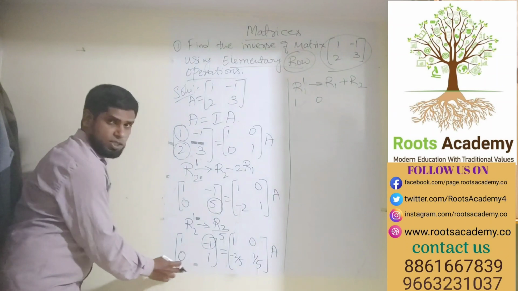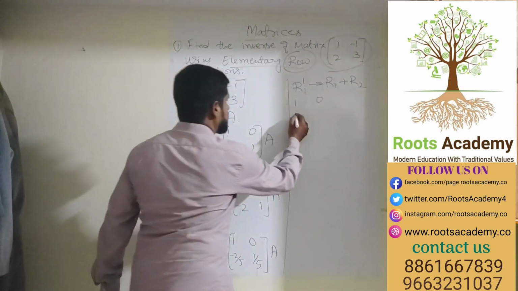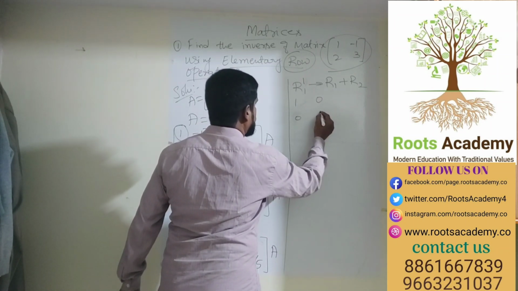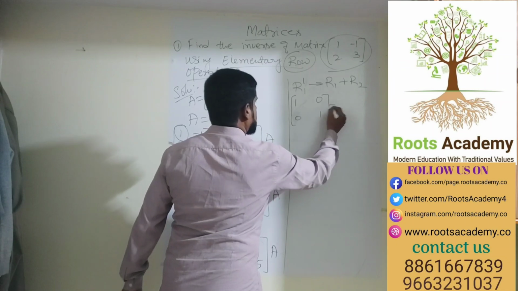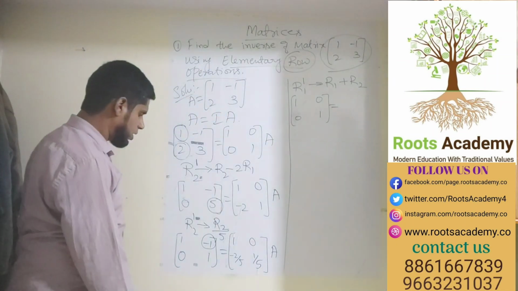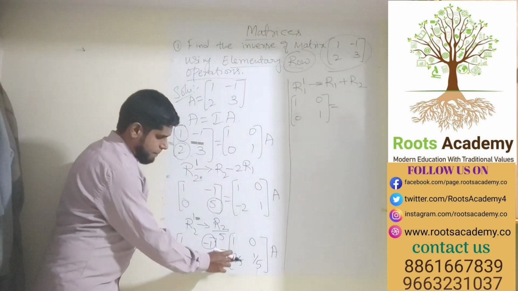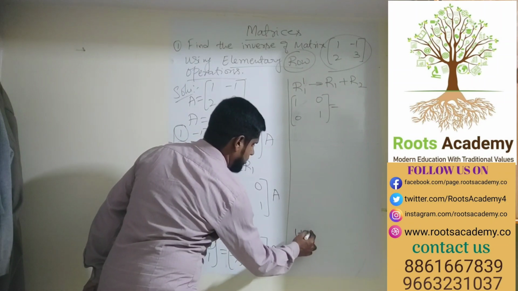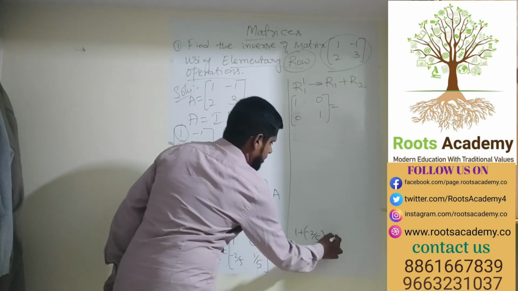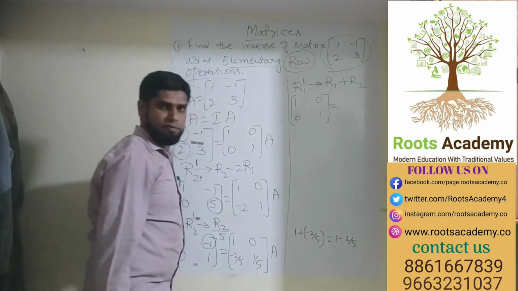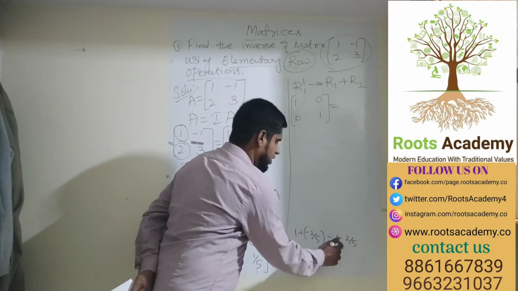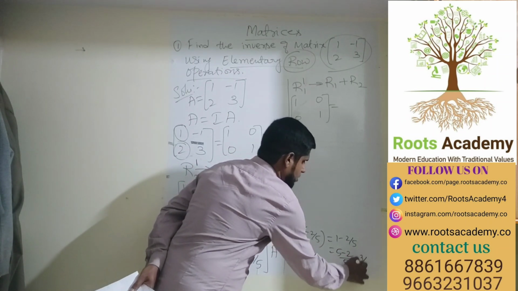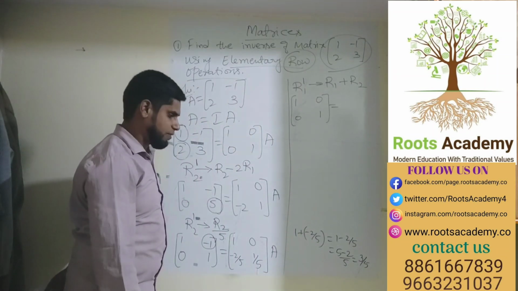Now second row as it is, no changes in the second row. So it's 0, that is 0 and 1. That should be equals to, student here, 1 plus minus 2 by 5. So you can write, 1 plus minus 2 by 5, that is equals to 1 minus 2 by 5. So here student, LCM is 5. So you can write 5 minus 2 by 5, that is 3 by 5.